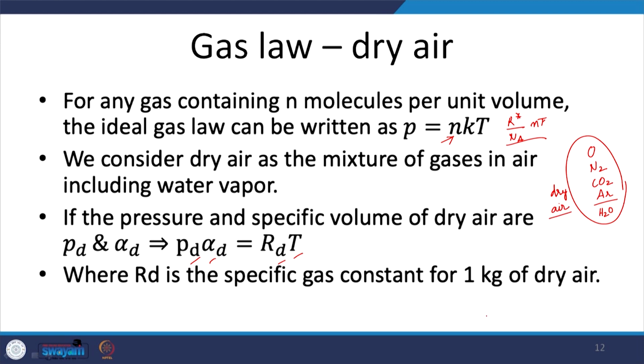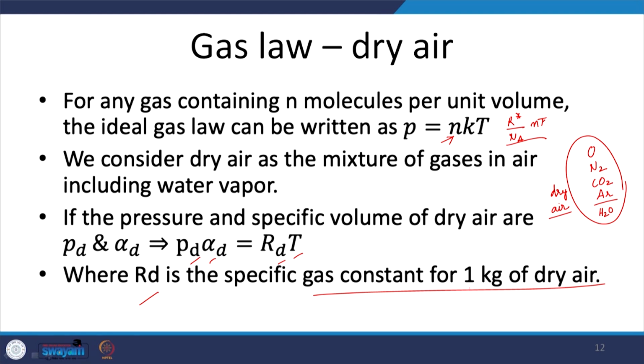So, if you take dry air, if you know the pressure that the dry air exerts, PD, and the volume that 1 kg of dry air will occupy, alpha d, and if you know the temperature at which you have made the measurements, that is capital T, you can write the gas equation as PD alpha d equals RdT, where Rd is the specific gas constant for 1 kg of dry air, right.